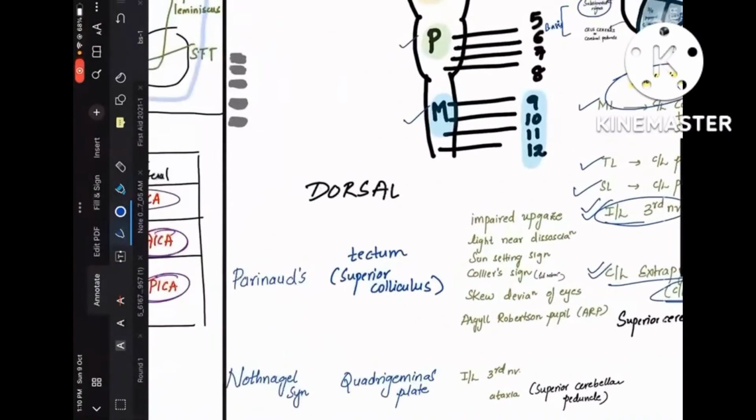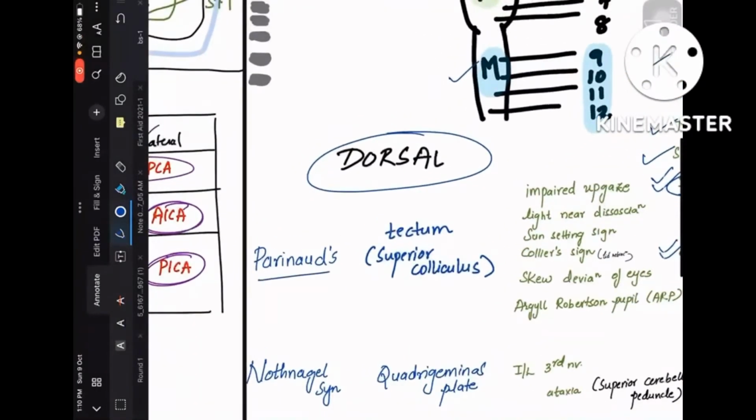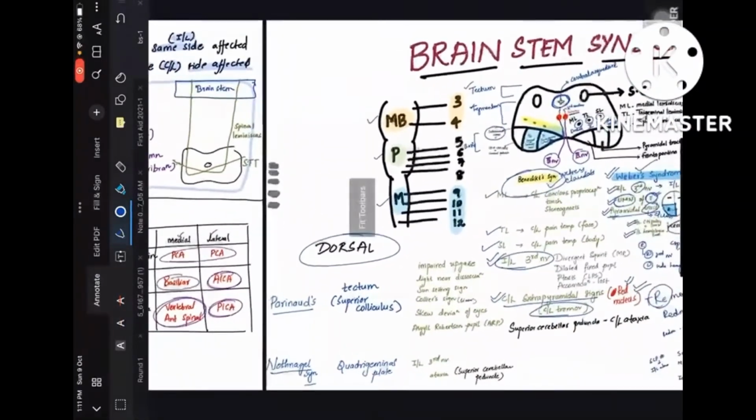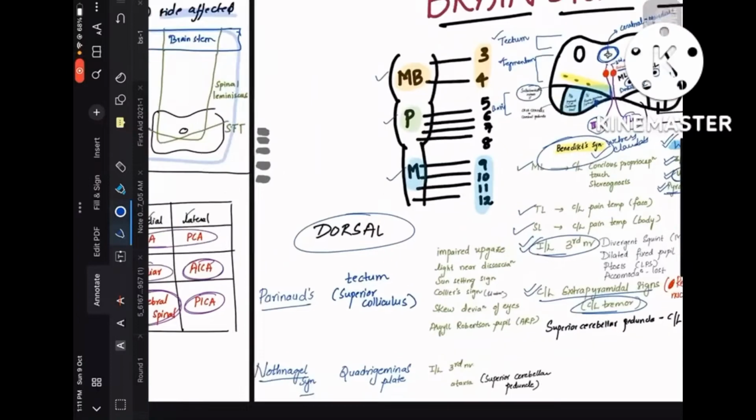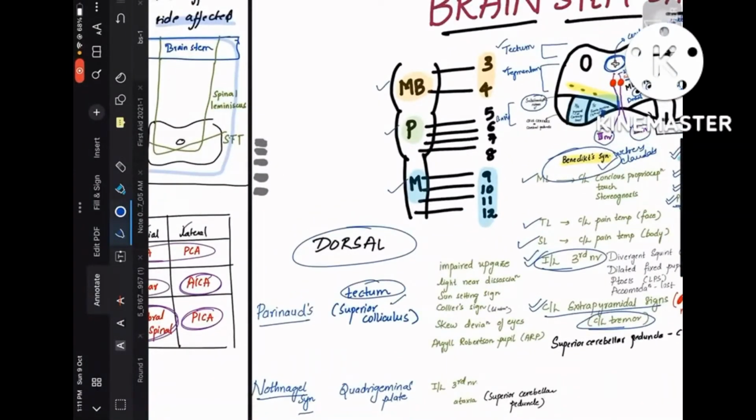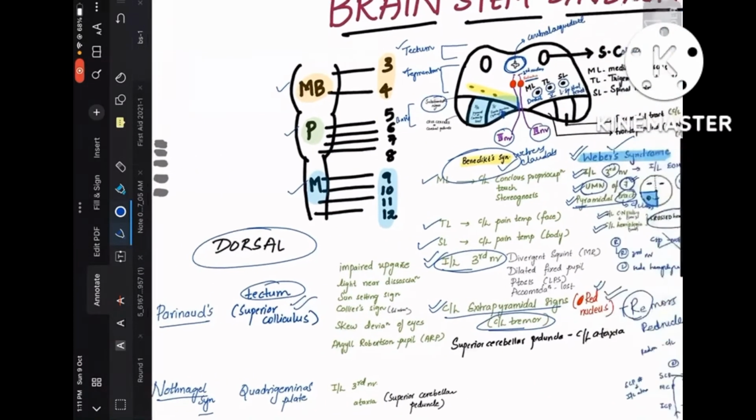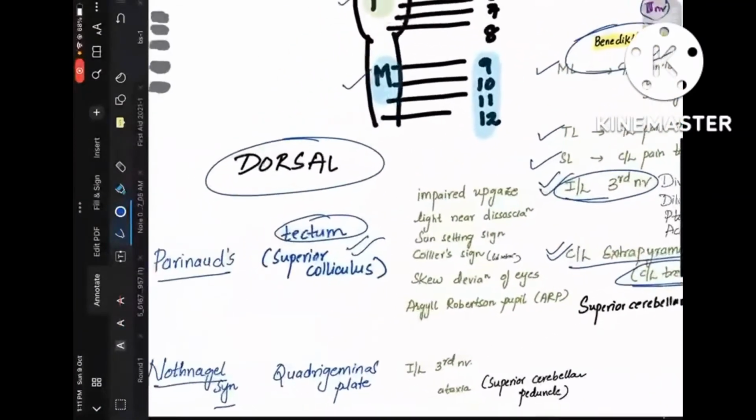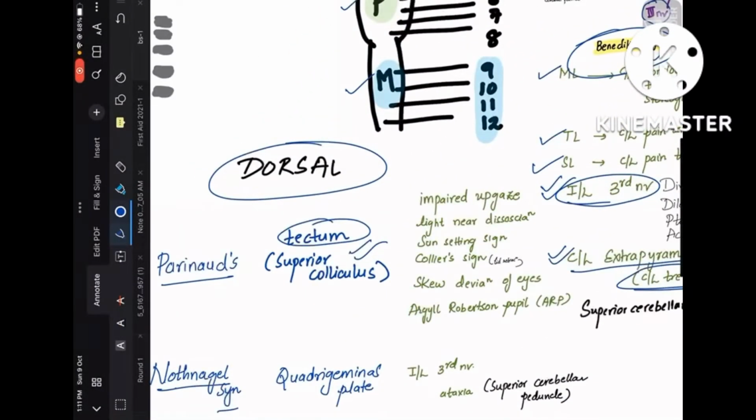Now coming to the dorsal syndromes. The ventral ones are done: Weber's, Benedict's, and Claude's. Coming to the dorsal syndromes, you have 2: Parinaud and Nothnagel. Parinaud is at the level of the tectum, that is the superior colliculus. See here, at the level of the superior colliculus, posteriorly, that is at the tectum, which is dorsal, you have Parinaud syndrome. In Parinaud syndrome, if you have to remember one single word, that must be sunsetting sign.